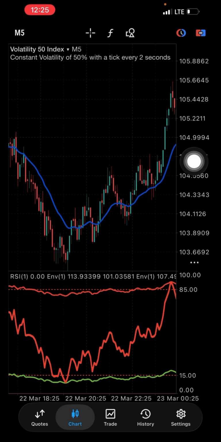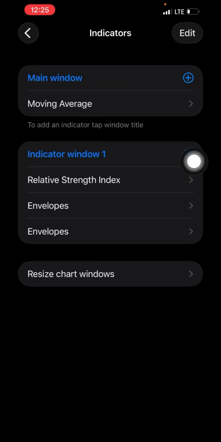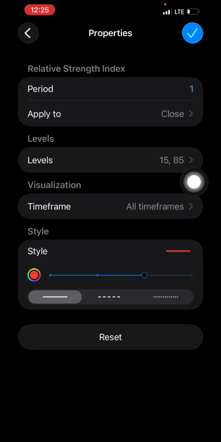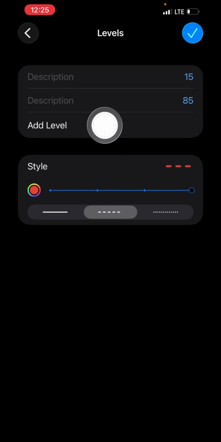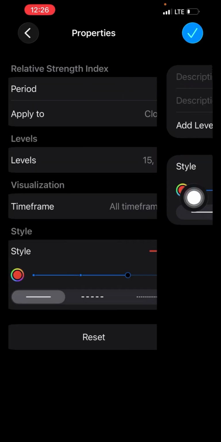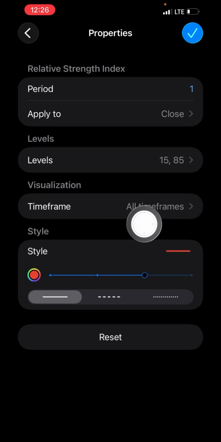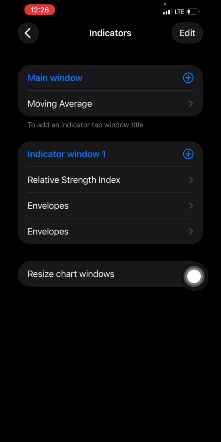Okay, then next we have the relative strength index. So you're going to be clicking on the mirror window plus icon here. You search for your relative strength index. These are the properties for the relative strength index. The period is 1, apply to is close, the level you make it 15 and 85, the color is red, 4 pixel, you click on done. The time frame is all time frames, the style you make it color red, 3 pixel, and then you click on done.